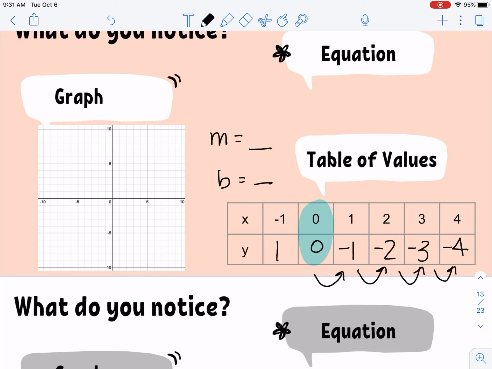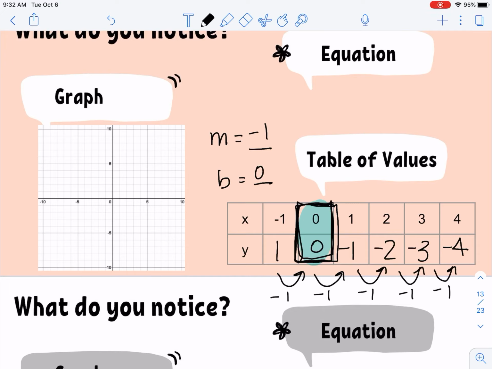Where do we look for those? We look for those here. When x is 0, y is 0. And to go from one number to the next, we're subtracting 1. I'm going to make my prediction that the y-intercept is negative 1. No, I'm going to say the y-intercept is 0 and the slope is negative 1. That's what I think. Let's see.